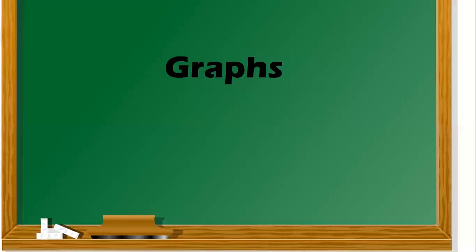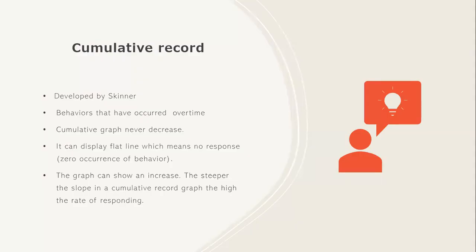So also graphs. We have three particular graphs that we use in ABA. Some use more than others, but this first one is a cumulative record. It was developed by B.F. Skinner. Behavior that occurred over time. It's a cumulative graph, so it never decreases. It can display a flat line, which means no response, so zero occurrence of behavior. The graph can show an increase. The steeper the slope in the cumulative recording graph, the higher the rate of response.